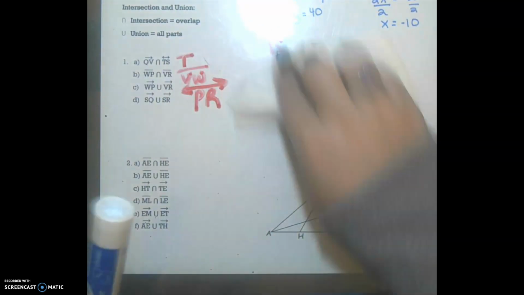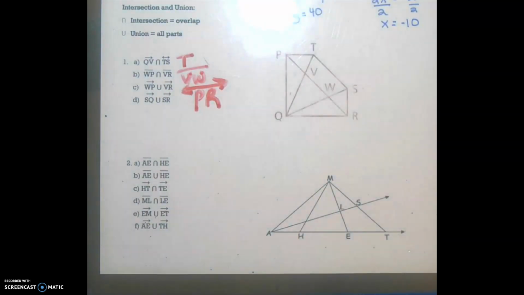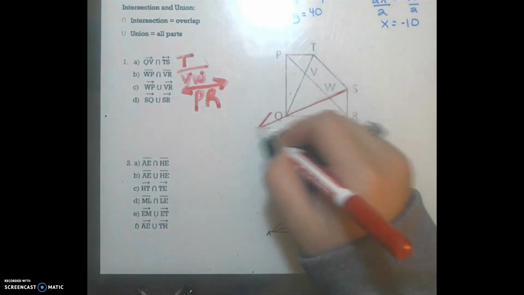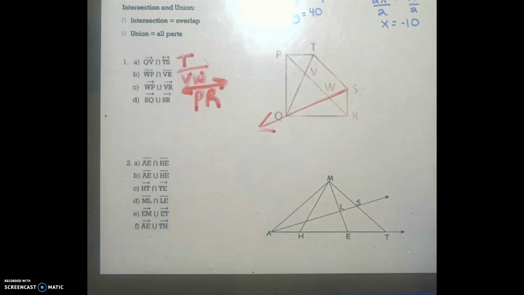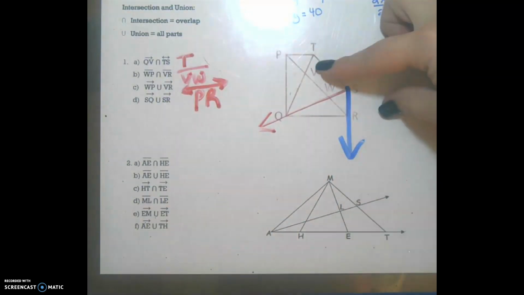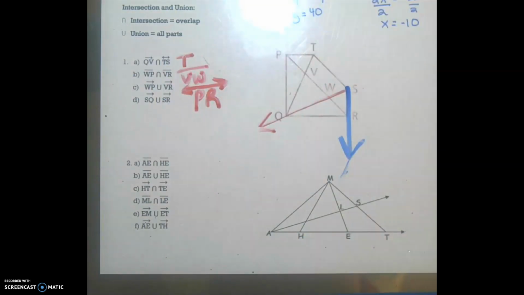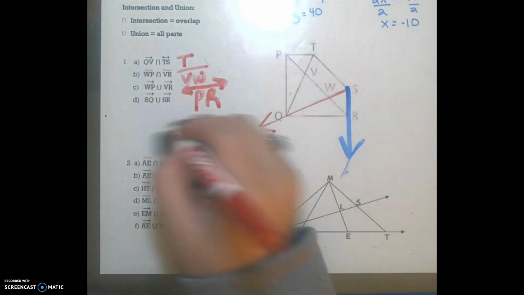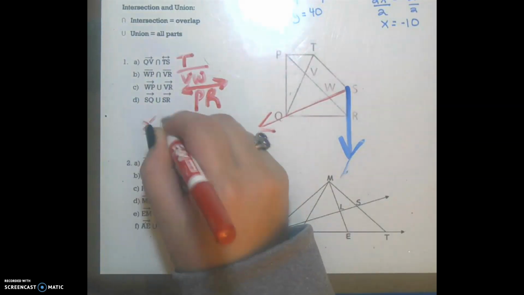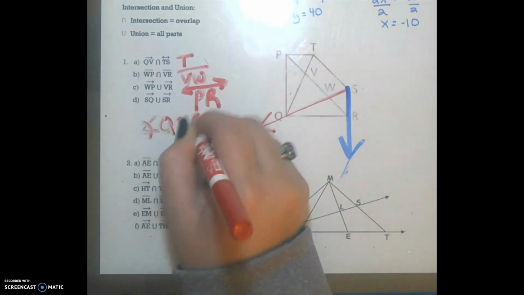And last but not least, part D, I'm looking for the union of ray SQ and ray SR. These two rays make an angle, and it's going to be all the parts, so it is going to be this entire angle. So the union of ray SQ and ray SR is angle QSR.